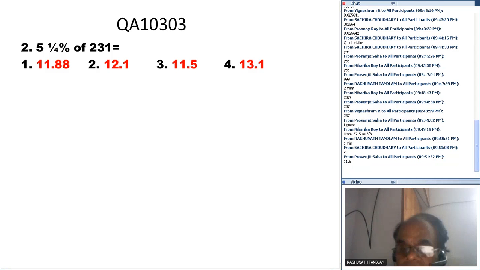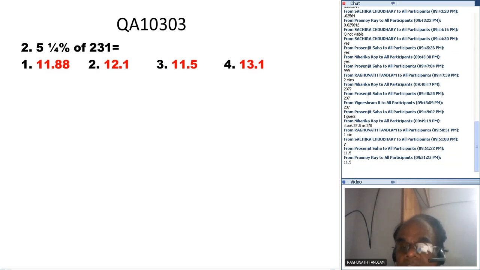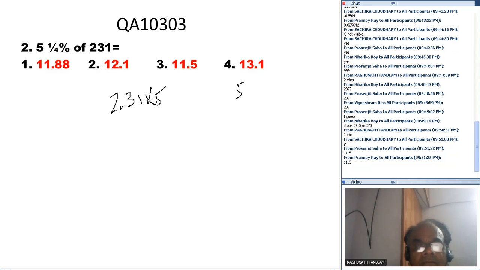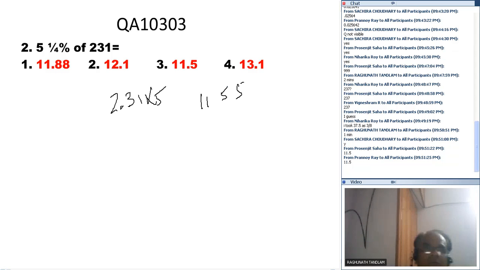11.88%, 11.5, 12.1. Let's see how it comes. What is 5% of 231? 5, 5, 11. It's more than that. 1/4 more than this. What is 1/4%? Will it be more than 11.55 or will it be 11.5? It's definitely more than 11.5.